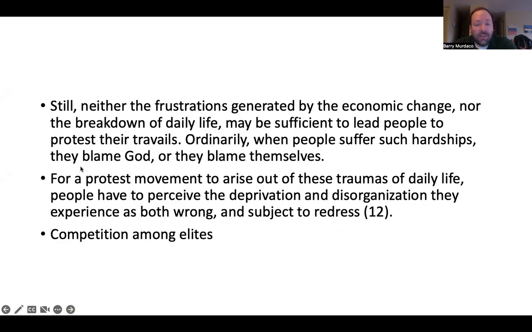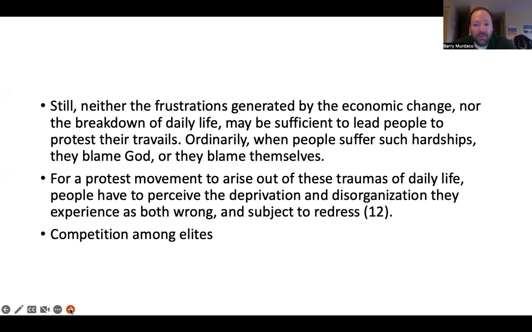They go on to say, still, neither the frustrations generated by the economic change nor the breakdown of daily life may be sufficient to lead people to protest their travails. Ordinarily, when people suffer such hardships, they blame God or they blame themselves. So, still, even with all these factors playing a role, people are still more likely basically to blame themselves, they say.